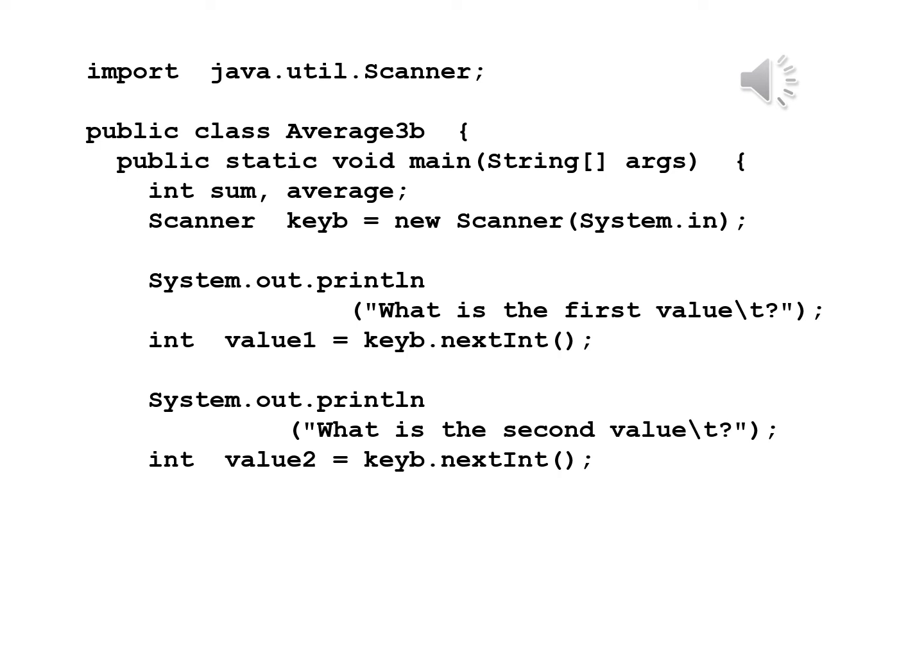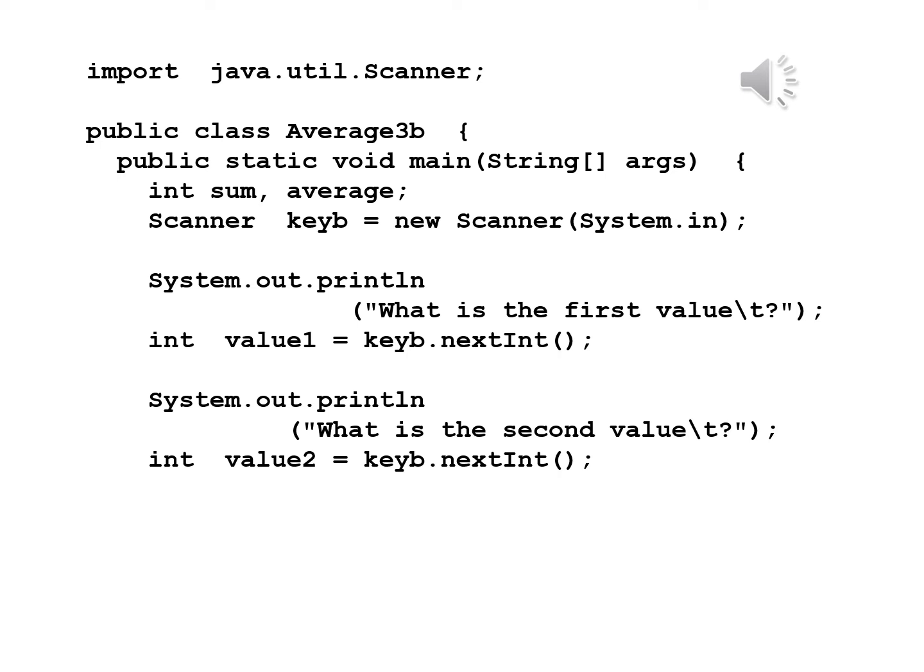Public class Average3b, and then an open brace. I begin the main method again with public static void main, and in parentheses, String[] args. I end the line with an open brace, and now I go into the main program. int sum, average. I now have them both declared, and I now declare the Scanner object by writing Scanner keyboard = new Scanner(System.in) in parentheses and a semicolon.